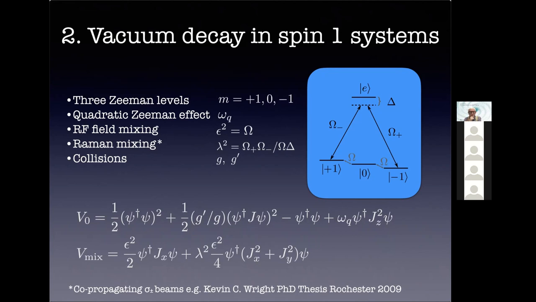Now this system, the new feature we've added is Raman mixing. So we add two lasers, two laser beams, and they're tuned so that the atomic states can't quite be excited to the next higher level. So these lasers don't cause excitations of the system, so we don't push the system into a new state. But instead, when you have two lasers like this, what it does is cause mixing between a plus one and a minus one state. This kind of Raman mixing has been realized in experiments.